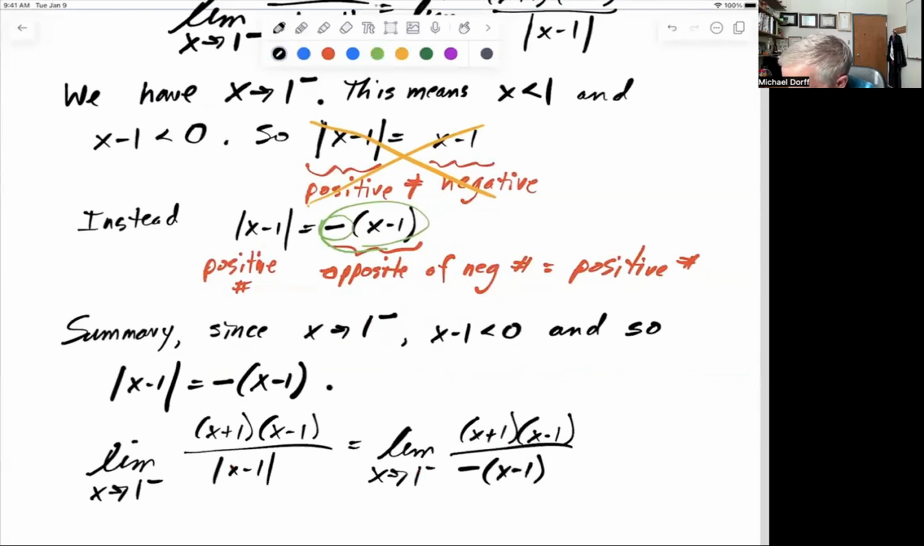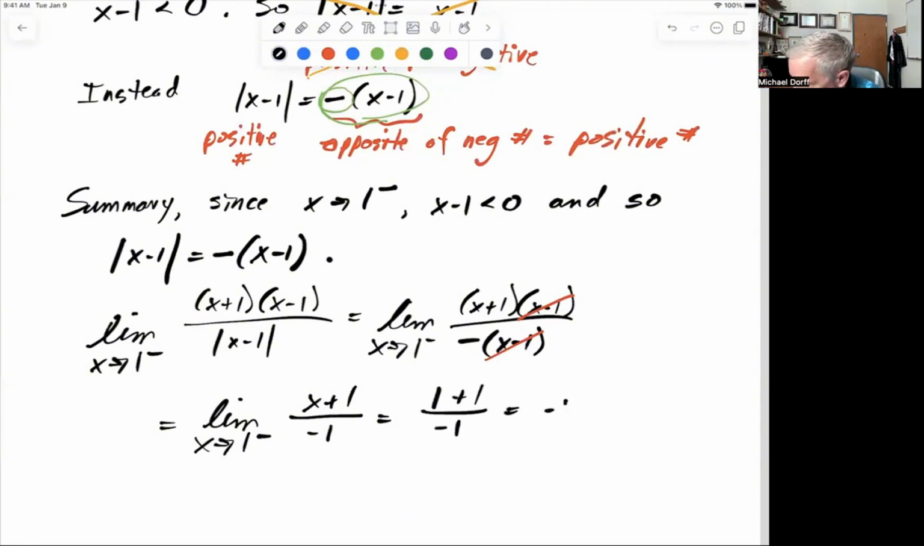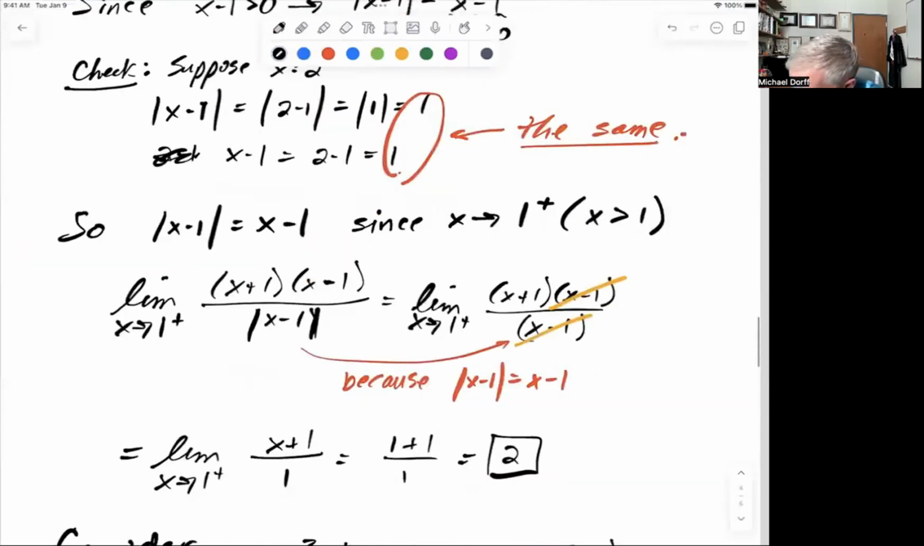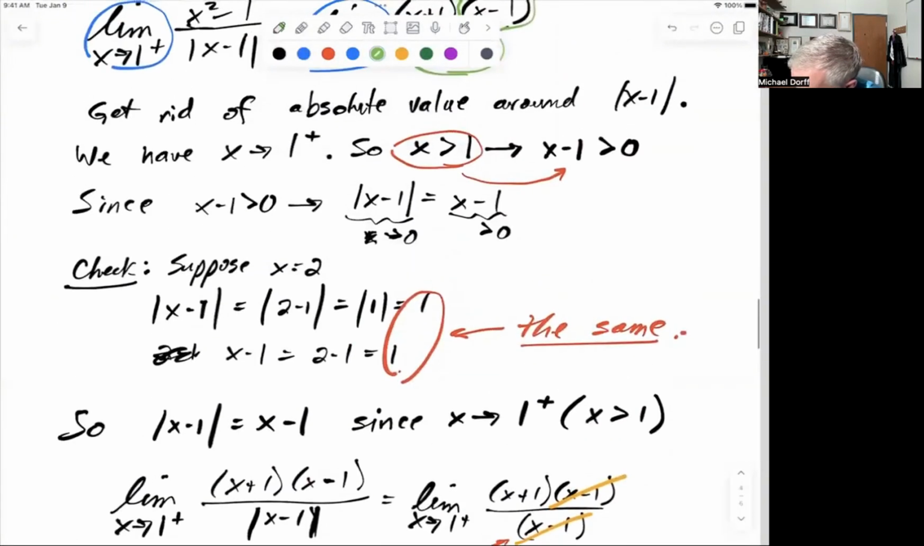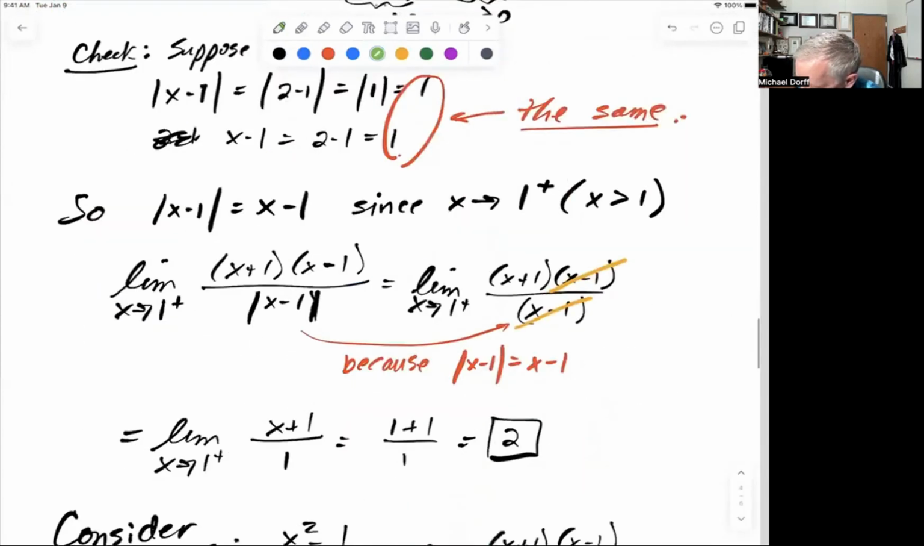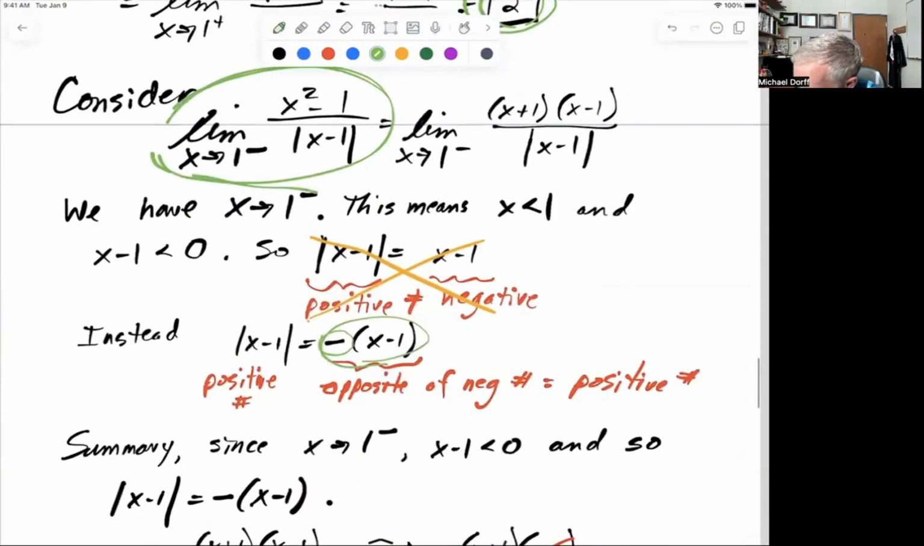And I've gotten rid of the absolute value. And now I can cancel these out because they're the same. And then I have the limit as x goes to 1 from the left of (x plus 1) over negative 1. And now I can do direct substitution, and I get (1 plus 1) over negative 1, and I get negative 2. See how those two are different. Earlier, when I looked at the case where I'm approaching from the right, we got 2. When I approach from the left here, we got minus 2.